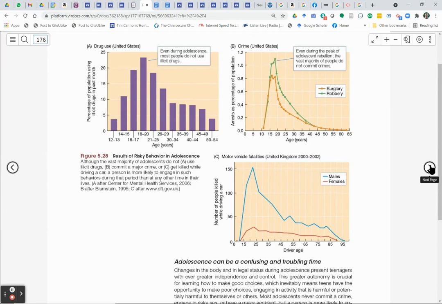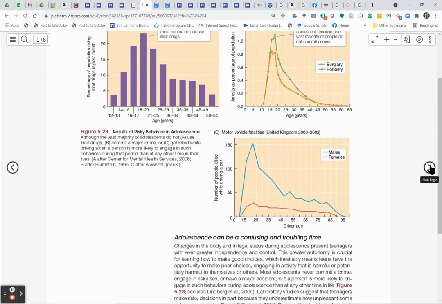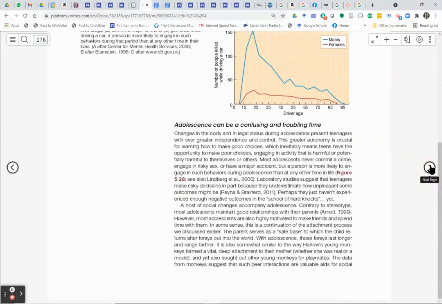Risky behaviors. There's some crime, but boy, you put males and females behind the wheel of a car, holy cow, there's the difference. I'm a big fan of the concept of self-driving cars. That would go a long way. Look at how the male killed while driving rate starts dropping at around 25. Yep. Your prefrontal cortex kicks in and you stop being crazy stupid.